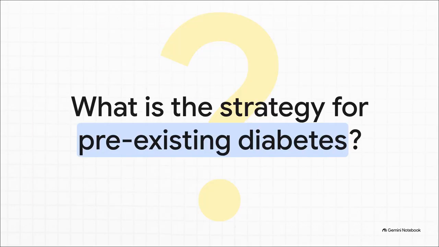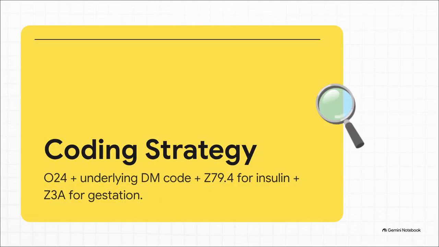Now let's tackle our final, multifaceted scenario. A 30-year-old at 28 weeks gestation comes in for regular antenatal care. She has pre-existing diabetes mellitus and is currently on insulin. How do we string together the coding strategy for this encounter? So, the crucial point is that this absolutely cannot be captured with just a single code. Your strategy requires a primary O24 code for pre-existing diabetes and pregnancy, third trimester. But you don't stop there. You must pair it with a code for the underlying diabetes mellitus type, followed by Z79.4 to indicate long-term insulin use, and finally, the Z3A code to document the 28 weeks of gestation. Building this chain of codes ensures total clinical accuracy and compliance.